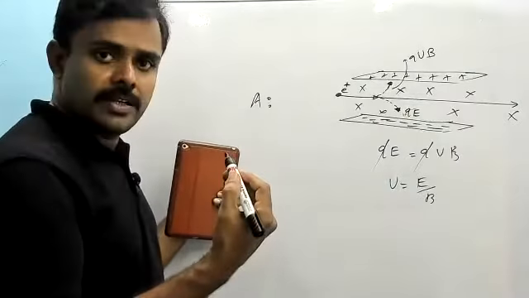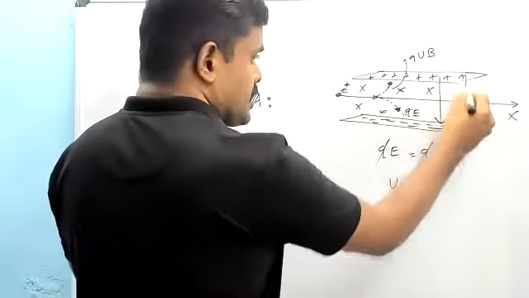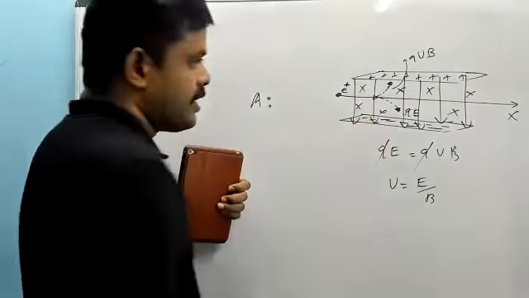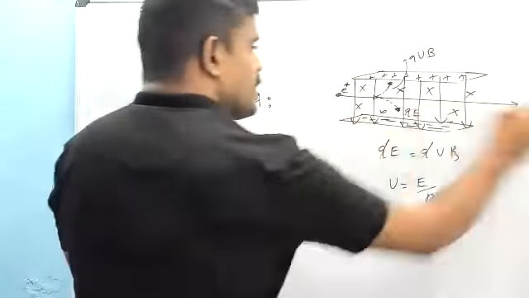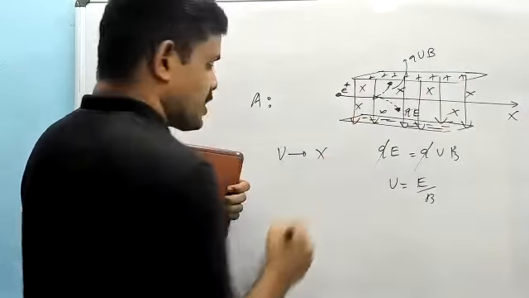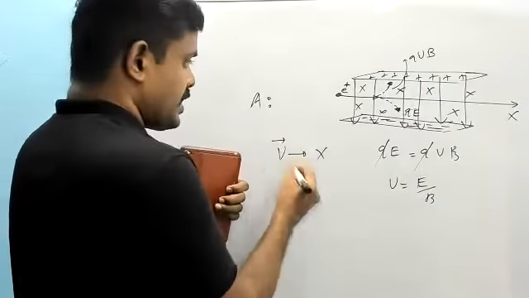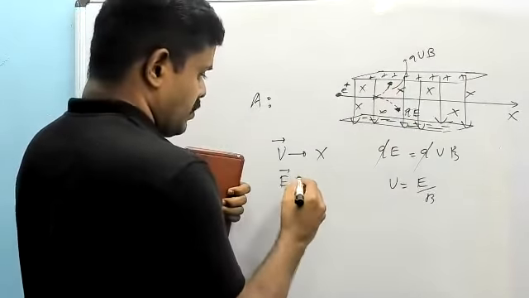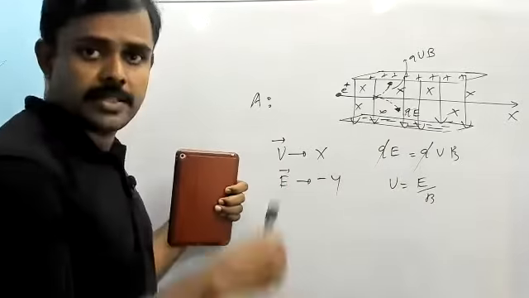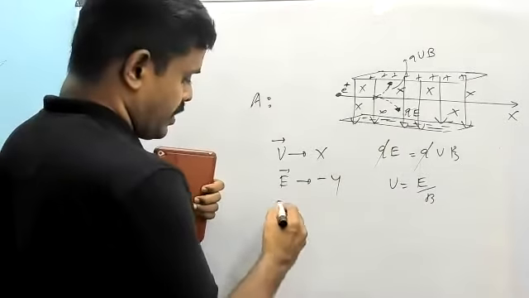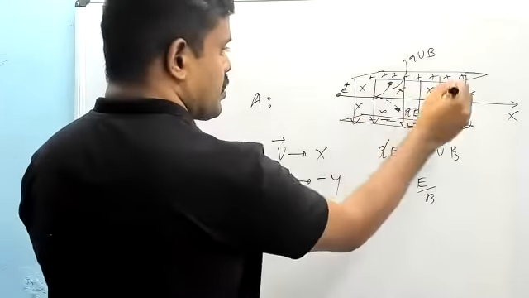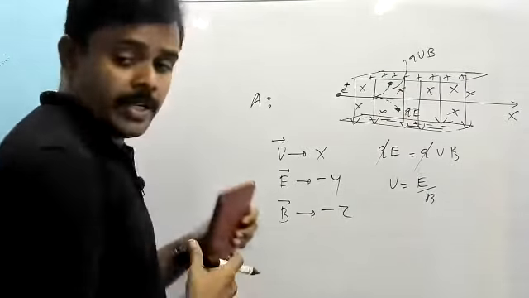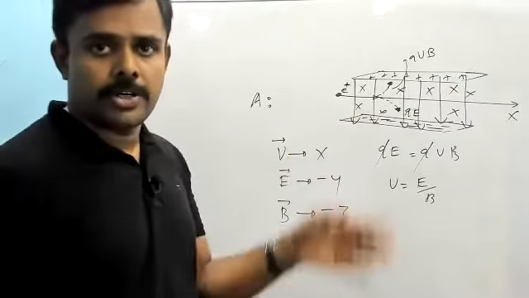Where is the electric field? The electric field goes from positive to negative, so it is in the downward direction, the negative y direction. The velocity is in the x direction. The magnetic field is into the board. These are all into marks. Into the board means minus z; out of the board is plus z, into the board is minus z.